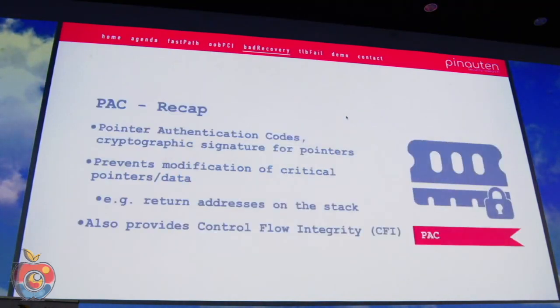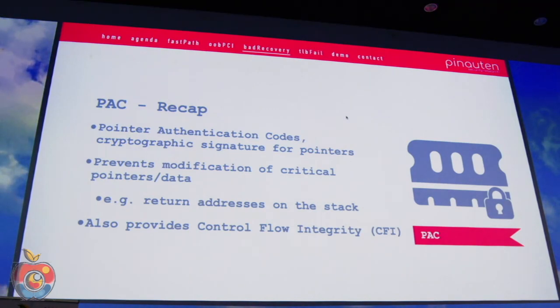As a small recap, pointer authentication codes, what is that? It's just a cryptographic signature for pointers, and it prevents the modification of critical pointers and data within the kernel, like, for example, return addresses that are stored on the stack. And it's also used to provide control flow integrity to prevent an attacker from redirecting the control flow and hijacking the PC register.